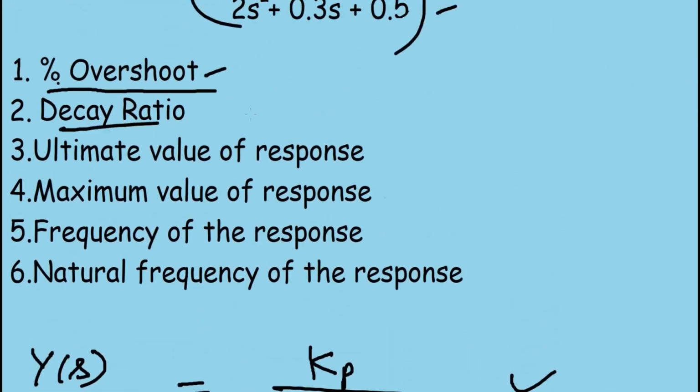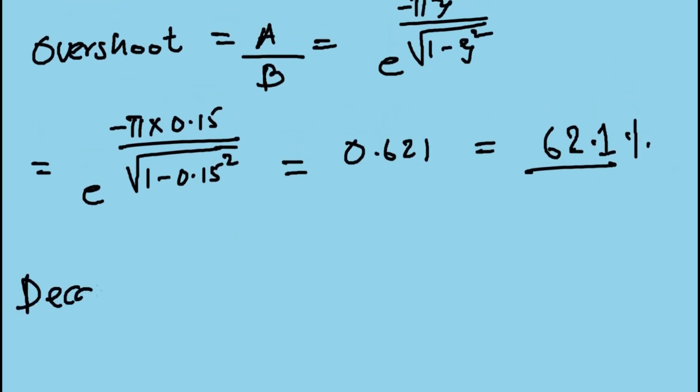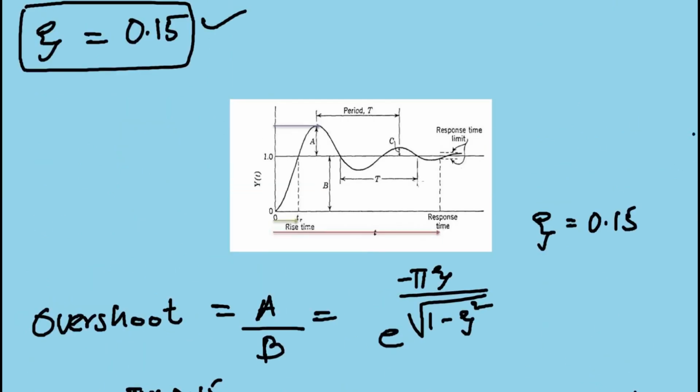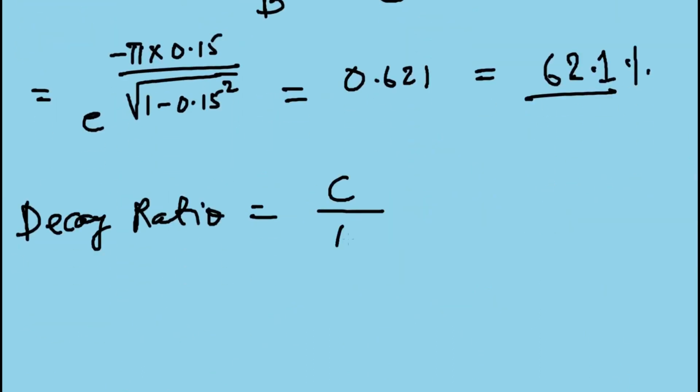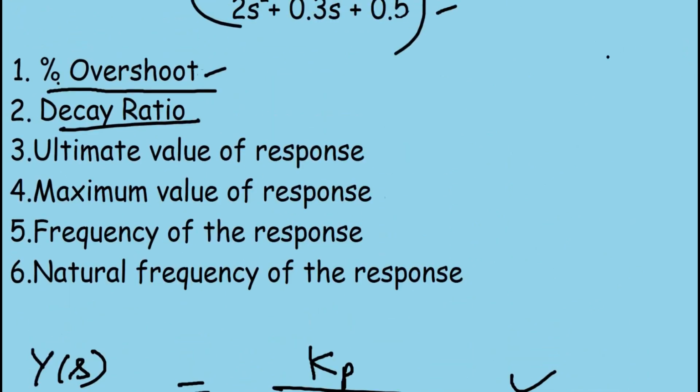Next what they are asking is decay ratio. So decay ratio is very simple, it is simply the square of overshoot. From the figure, the decay ratio is this C divided by A. So C by A is decay ratio. It is further written as overshoot whole square. So if I do overshoot whole square, that is 0.621 whole square, what I will get is 0.385. This is the value of the decay ratio. So we have found two values, that is overshoot and decay ratio.